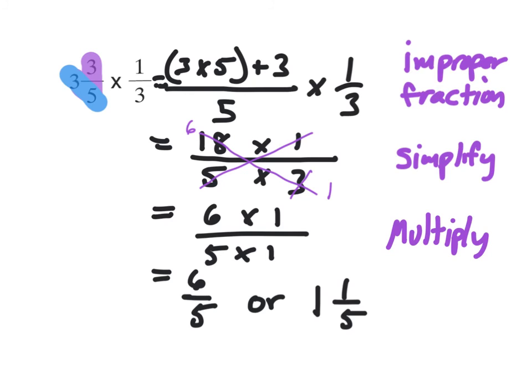We have to break it into an improper fraction, then we look to see if we can simplify it, find any common factors, and then we would multiply. And then we would see if it's still an improper fraction, we would convert it back to a mixed number. Okay?